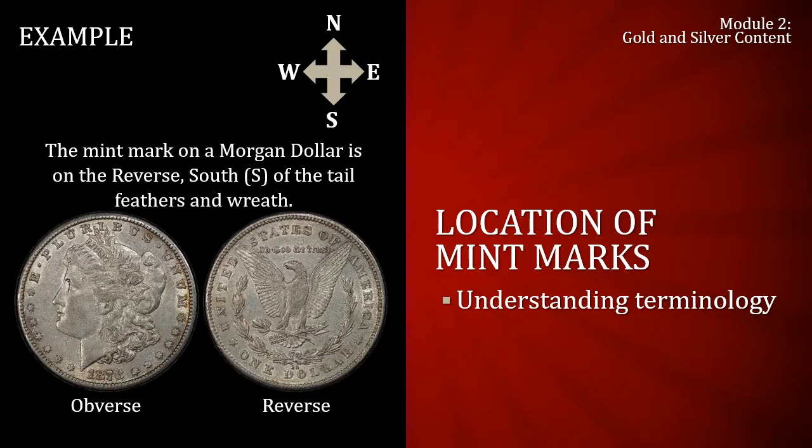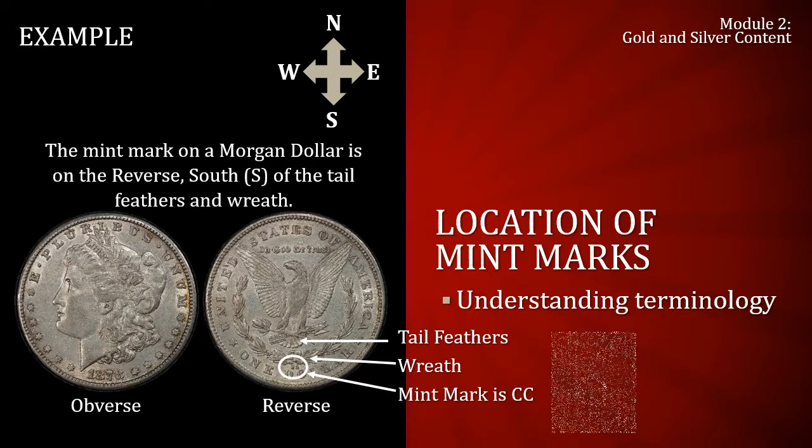We'll use common directions, north, east, south, and west, to describe where it's located on the coin after we locate a feature. For example, the mint mark on a Morgan dollar is on the reverse, south of the tail feathers and wreath. So if we look at the reverse, which is on the right side, look for the tail feathers, look for the wreath, and then south of the tail feathers and wreath, we have the mint mark for this one, which is Carson City, CC. On the right side, you can see it's magnified a little more to discern it. So that's the terminology we're going to use to locate mint marks on all these U.S. coins.